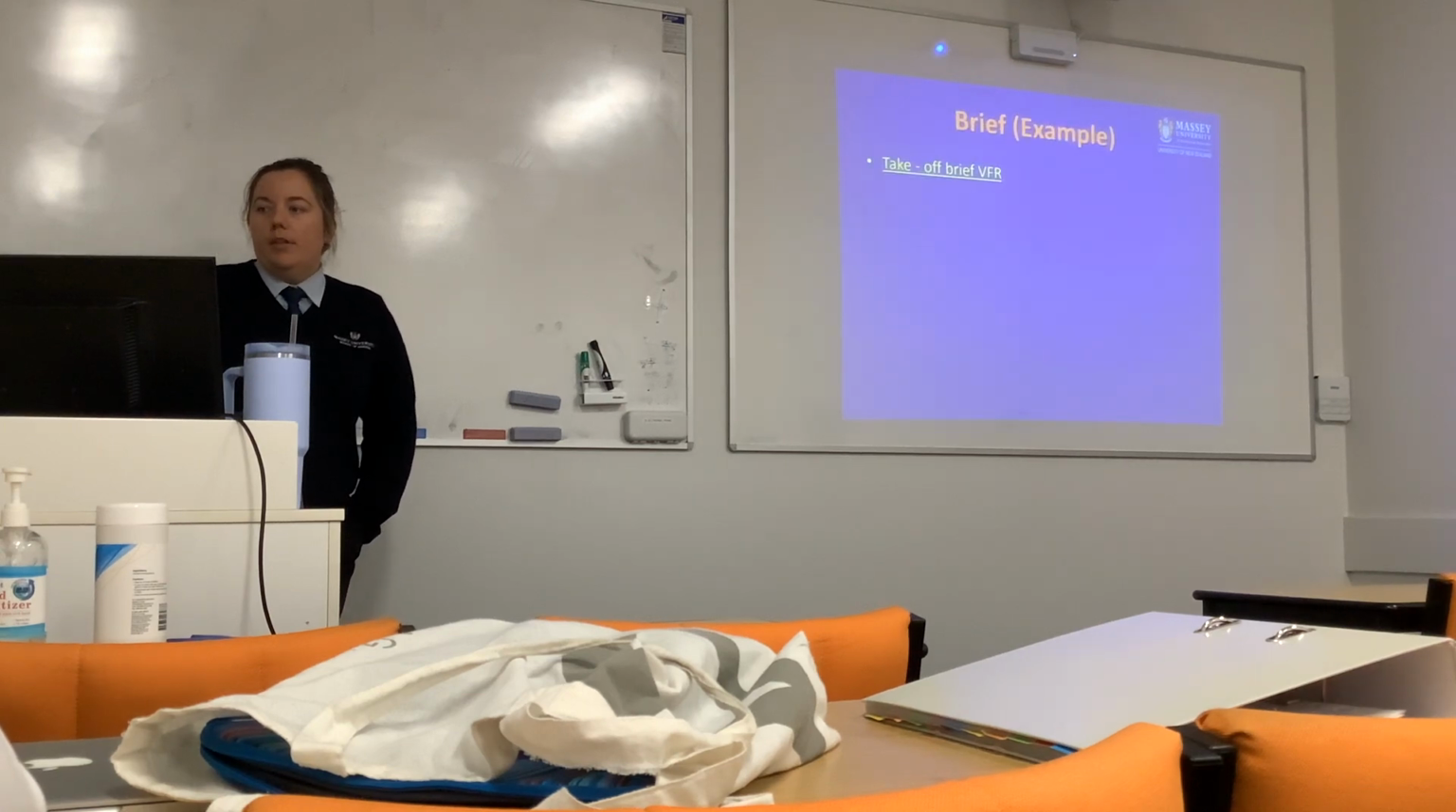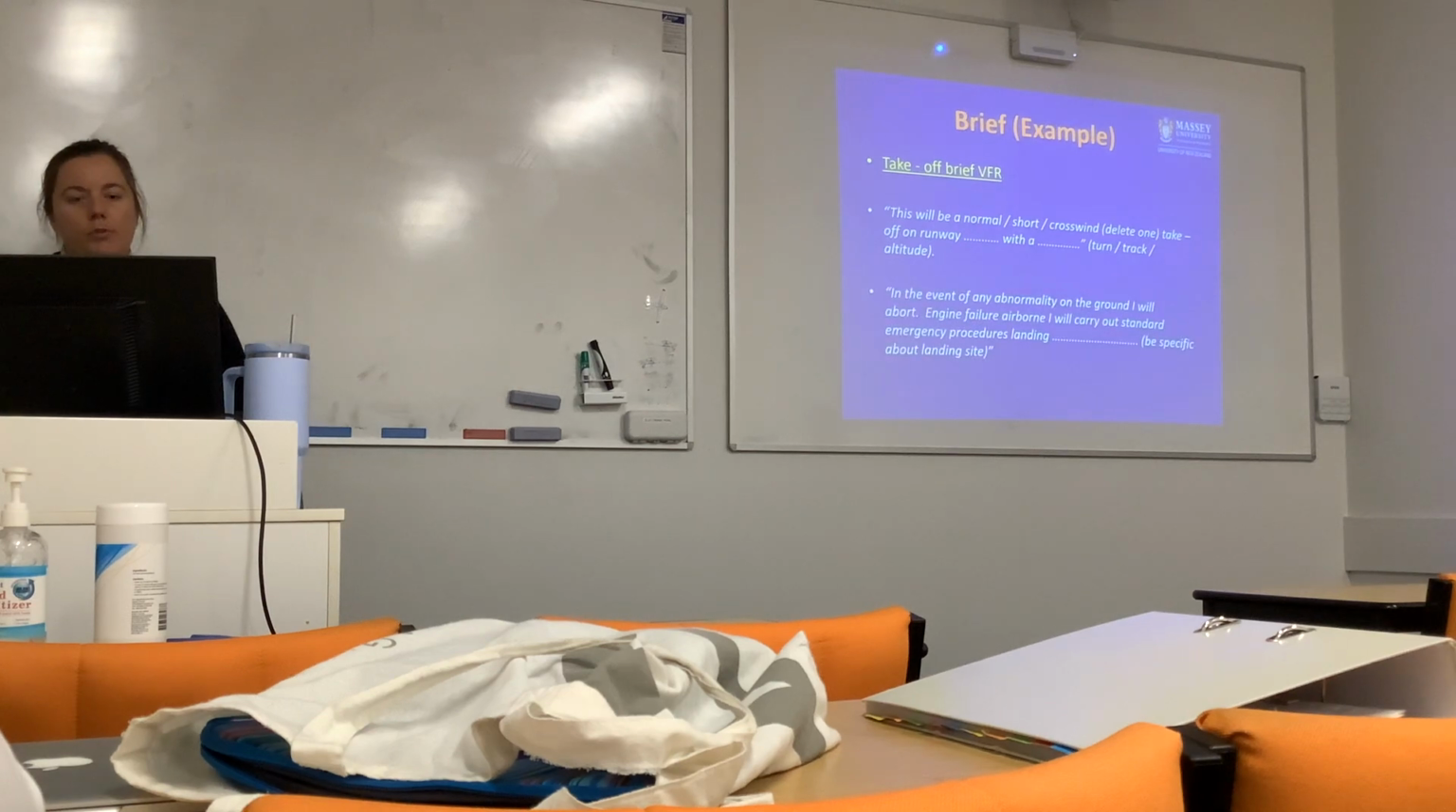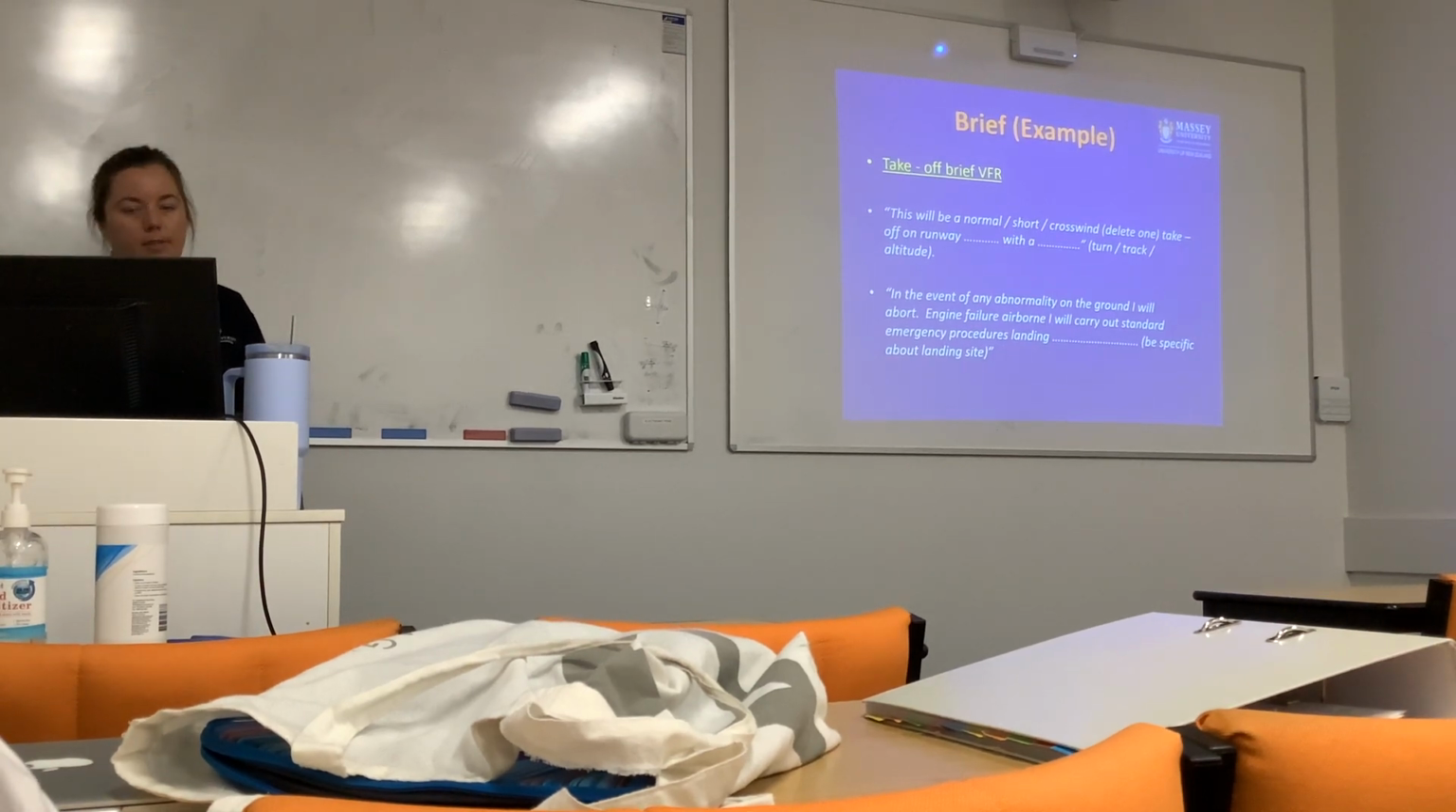So then we go through our example, which I believe is straight out of the SOPs. So this will be a normal or a short field or a crosswind takeoff on runway whatever with a left or right turn to track north or south, climbing to 1,100 feet or 1,500 feet. So you're kind of just filling in the blanks there. In the event of abnormality, so let's just break that up actually.